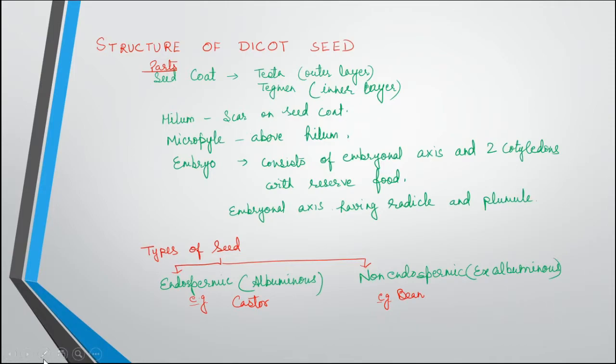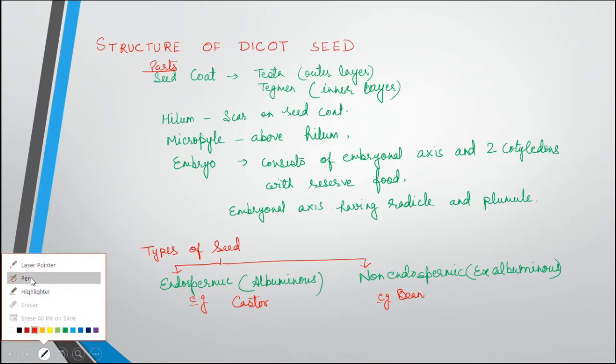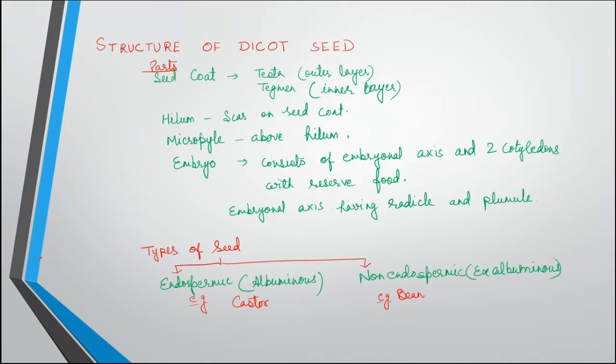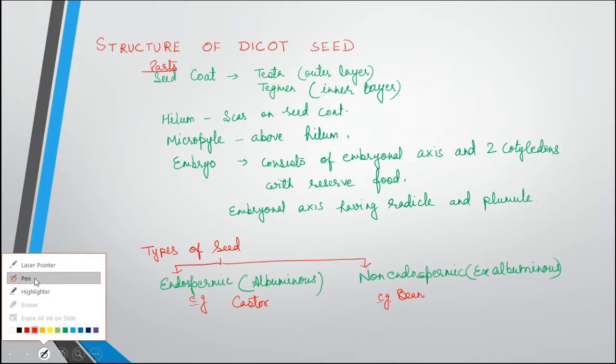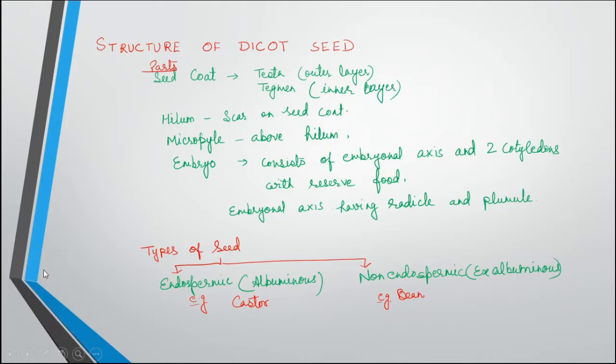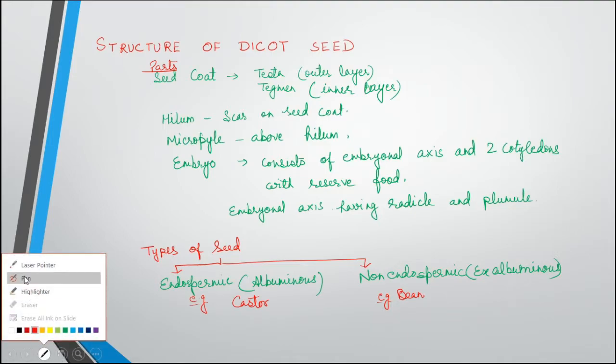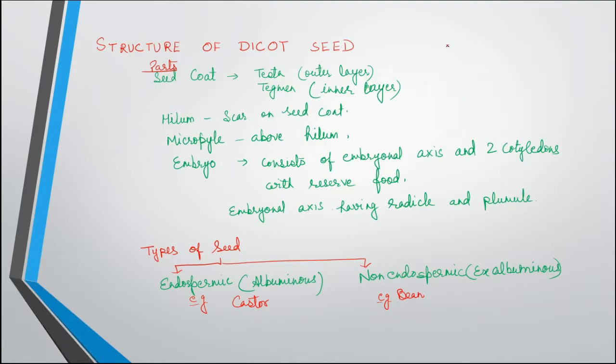Now after the formation of fruit, as well as when the ovule is converted into the seed, we will study the structure of the seed and which type of seed is there. There are two types of seed depending upon whether they have one cotyledon or two cotyledons. Two cotyledons is the characteristic feature of the dicot seed, and one cotyledon is the characteristic feature of the monocot seed in monocot plants.